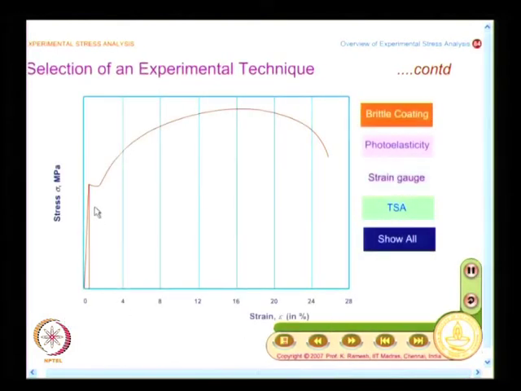And I have taken a typical stress strain graph. The idea is to show that I have a very small elastic region and a very large plastic region. And what we will look at is, you make a sketch of this stress strain curve, a typical curve, and we will go one after another: brittle coating, photoelasticity, strain gauge, thermoelastic stress analysis.